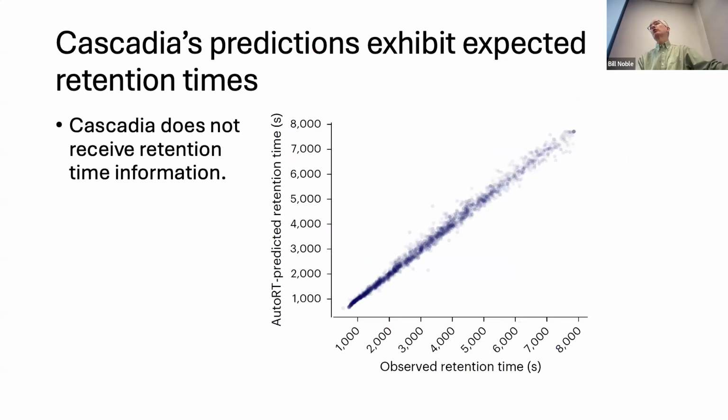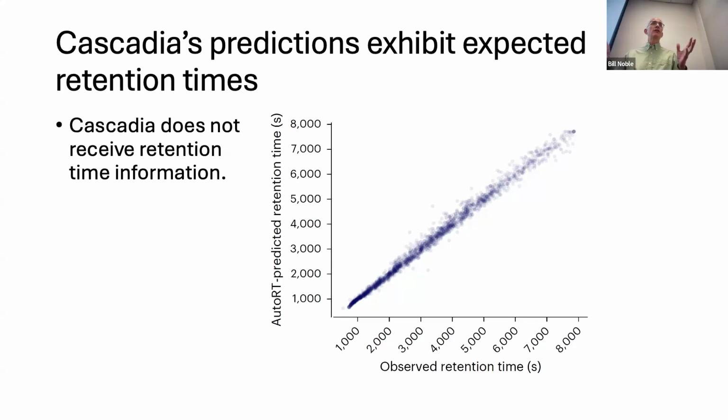So again, we wanted to make sure that the things that we were saying were correct, so we had additional evidence that they were correct. And again, we used a machine learning model for validation, but we used a different approach this time. So here we're using a model called AutoRT. And what it does is it says, give me a peptide sequence in a charge state, and I'll tell you when that peptide is likely to elute off the liquid chromatography column.